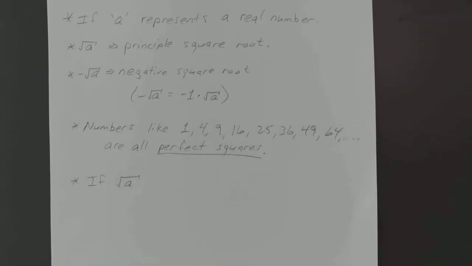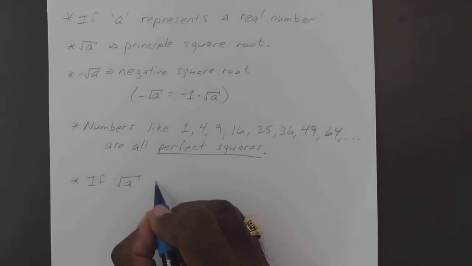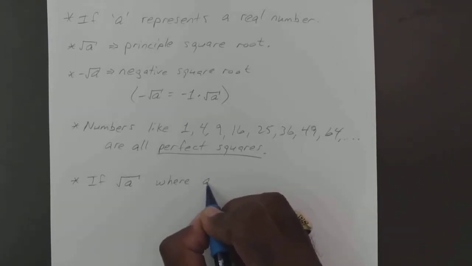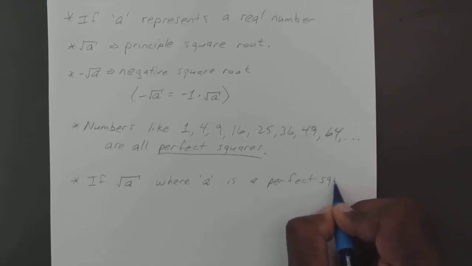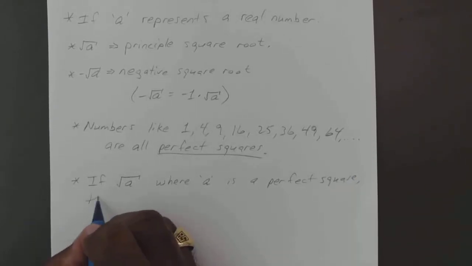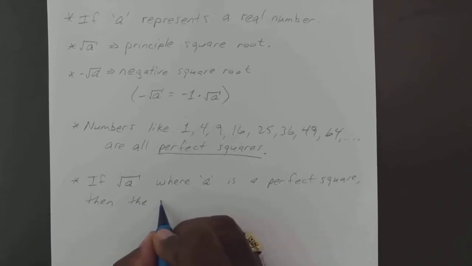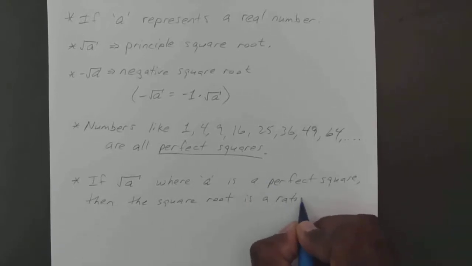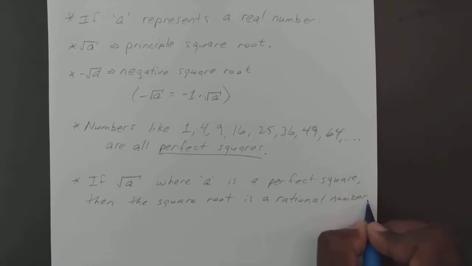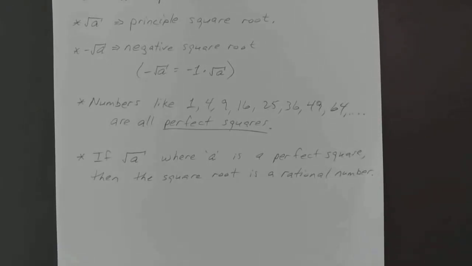Okay, so let's say you have square root of a where a falls under the category of a perfect square. It's either 1, 4, 9, 16, 121, which is 11 times 11, any of those. Where a is a perfect square, then the square root is a rational number. Not necessarily a whole number, because you'll see some circumstances where you'll have perfect square roots that end up being a fraction. But it's always a rational number.